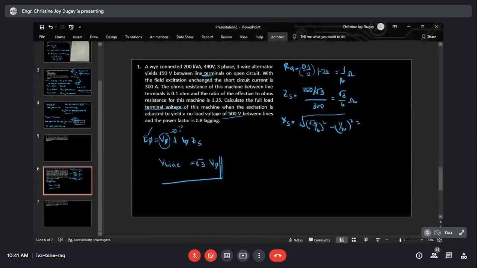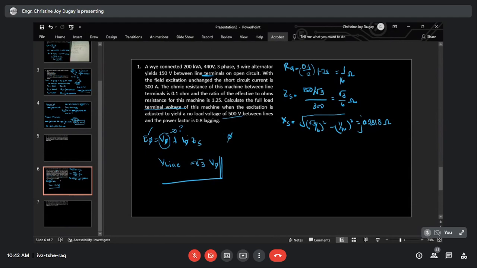Square root of 188, but that's long already. I'll be using four decimals already. 0.2818 ohms. So that is now the value of XS. And J, this is J. Calculate the value, then what else? Okay, current.